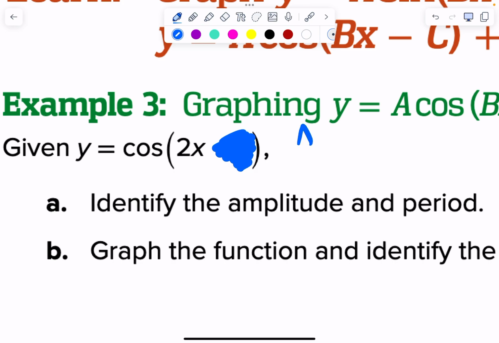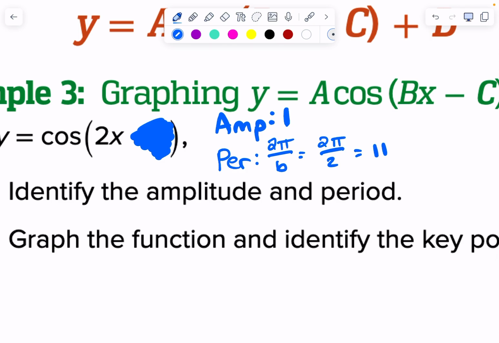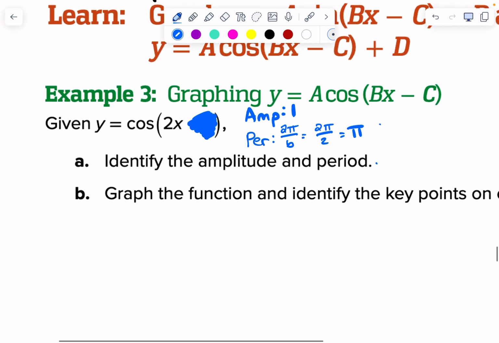Okay, so our amplitude. If we don't have a number, what's the amplitude? Probably 1. He stays 1 because he's 1 tall and 1 short. Now the period. How do you find period again? It's 2 pi divided by b. What's the b? 2. What's 2 pi divided by 2? Pi. So the period is now pi. So he is half the length of what he was before. So amplitude, period up here.